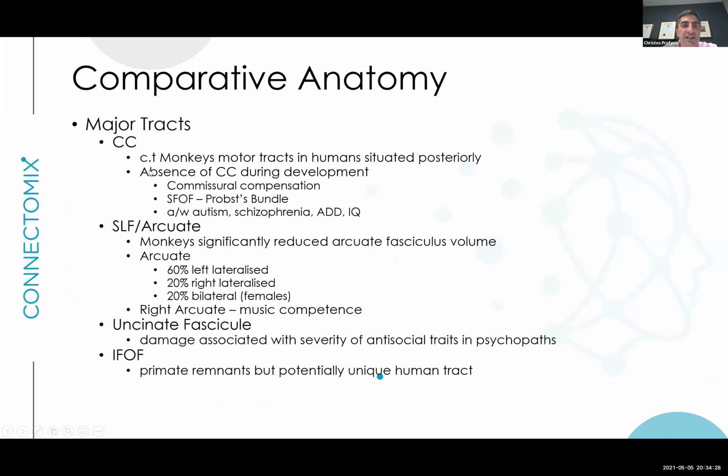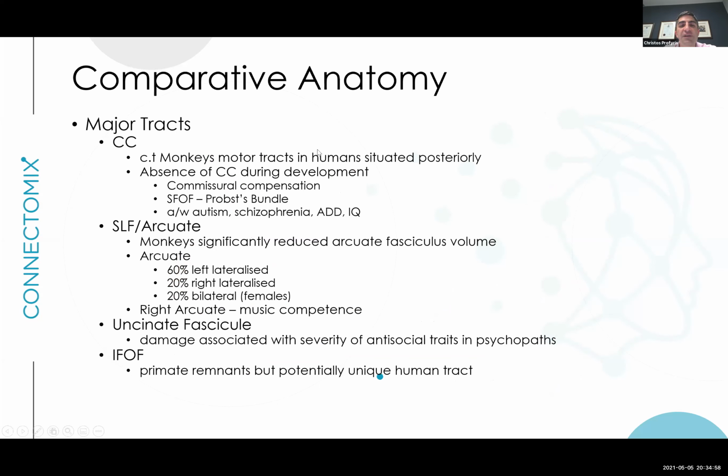Finally, just looking at some of the tracts out of interest. So the corpus callosum, when you compare our corpus callosum to non-human primates' corpus callosi, our motor system is much more posterior in that body of the corpus callosum than what it is in the non-human primates. And the reason for that is because our prefrontal areas have exploded in white matter, connecting each other on both sides. And as a result, the motor system has had to shift backwards.